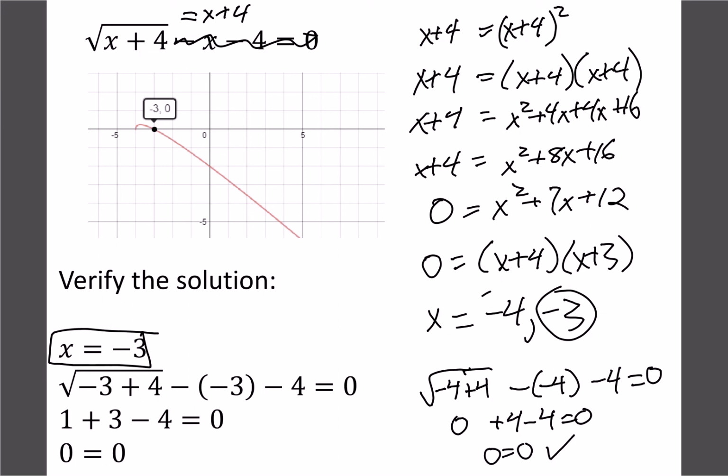0 equals 0 is good. So they're both valid answers, but on our graph we only saw the -3. So you can see where -4 is actually right where the quadratic actually starts. So the -4 is indeed a valid answer as well.